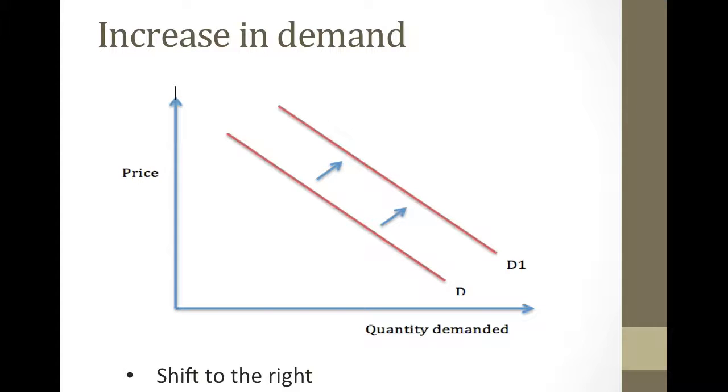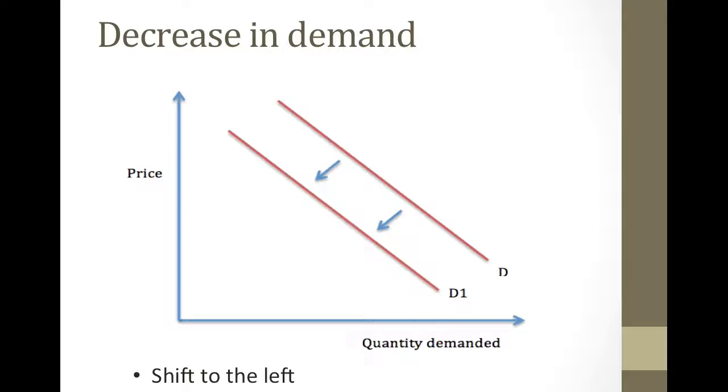So if you look at this graph, you can see an increase in demand. An increase in demand means a rise in demand at any given price, causing the demand curve to shift to the right. And if you look at this graph, you can see a decrease in demand. A decrease in demand means a fall in demand at any given price, causing the demand curve to shift to the left. For example, in a period of cold weather, people tend to demand less ice cream than in a period of hot weather, so there will be a decrease in demand.